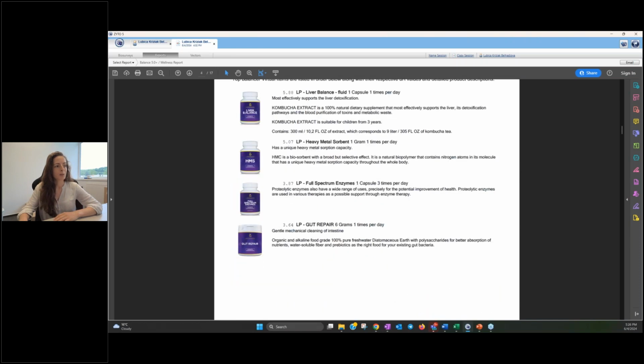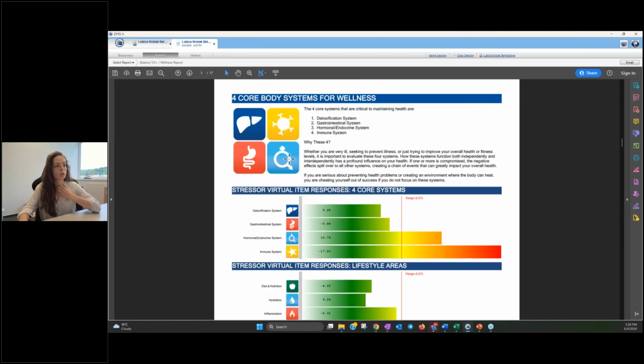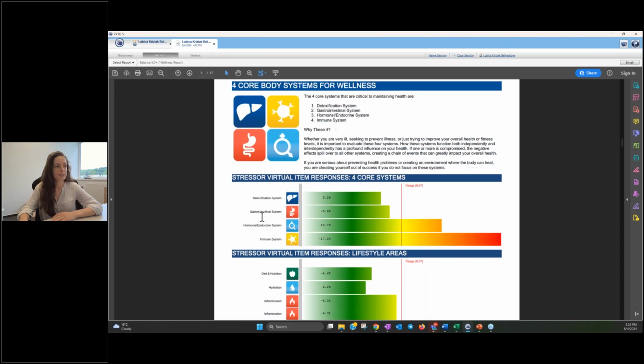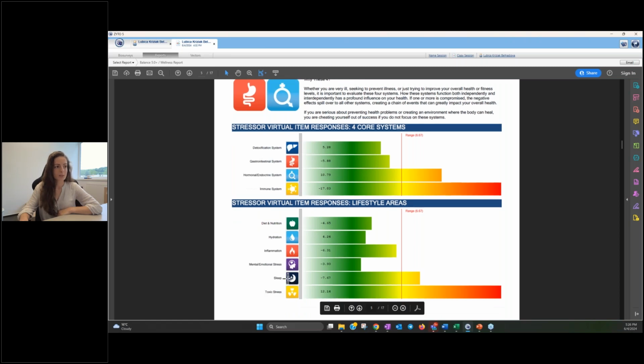So here we have descriptions of these products, and then we have the summary page, which is basically a summary of your responses in your core body systems: detoxification system, gastrointestinal, hormonal system, immune system, diet and nutrition, hydration, inflammation, mental and emotional stress, sleep, and toxic stress. So this is the summary page. And then next in the report, there is a page dedicated to each one of these areas.